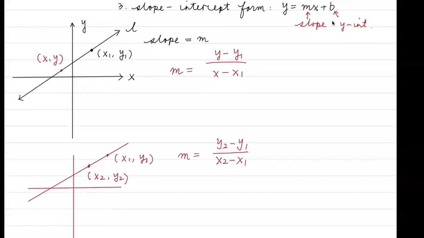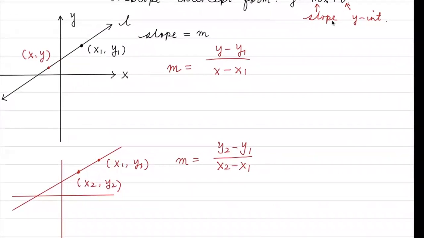And now it's just basic algebra, right? We multiply by x minus x1 on both sides of the equation. Right? And this is called the point slope form. So this is how the point slope form is derived from the slope formula. And this is the point slope form.